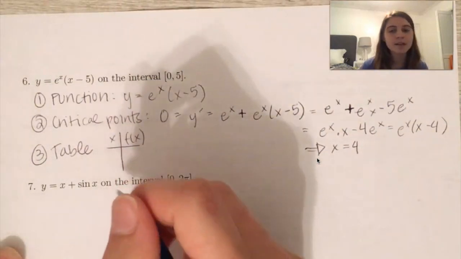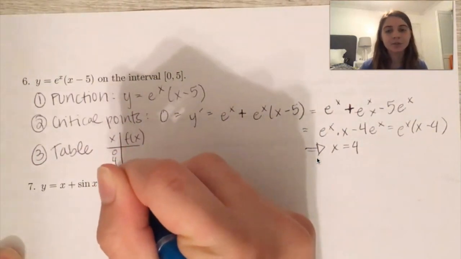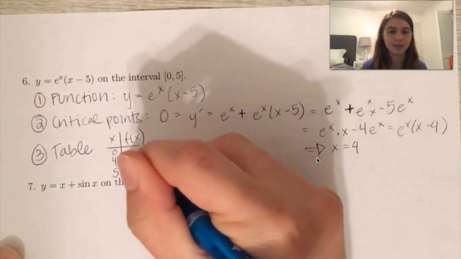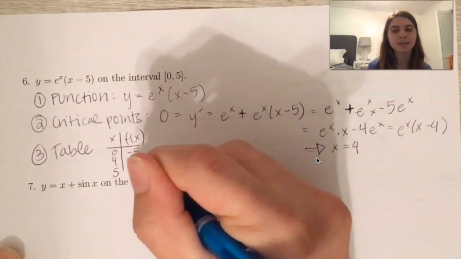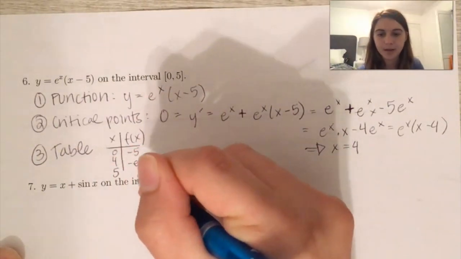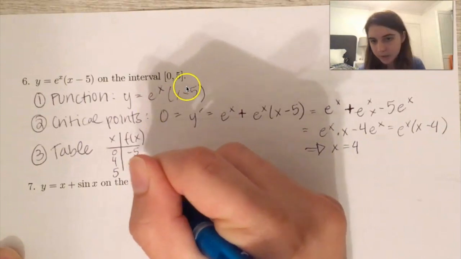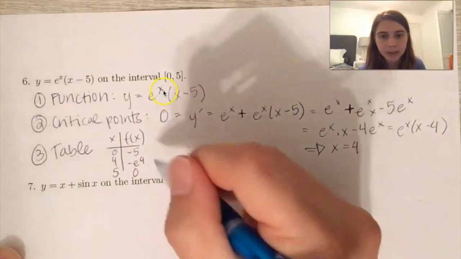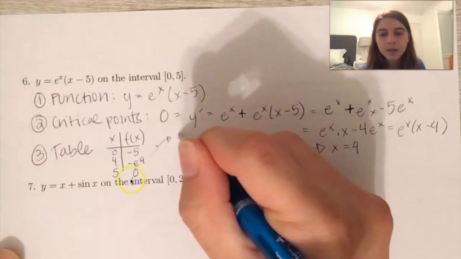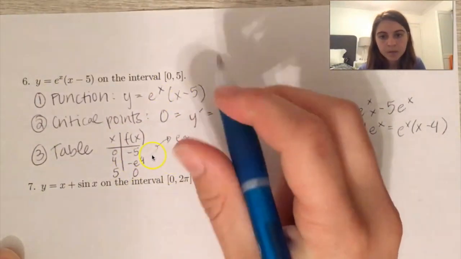You know, I realize that I complain when there's only 2 values in the table because I'm like, I did all the work to get the critical points. But having 3 values means you actually have to plug in 3 values. So we plug in 0 here, get negative 5, plug in 4, we get negative e to the 4th, and plug in 5, you just get 0.